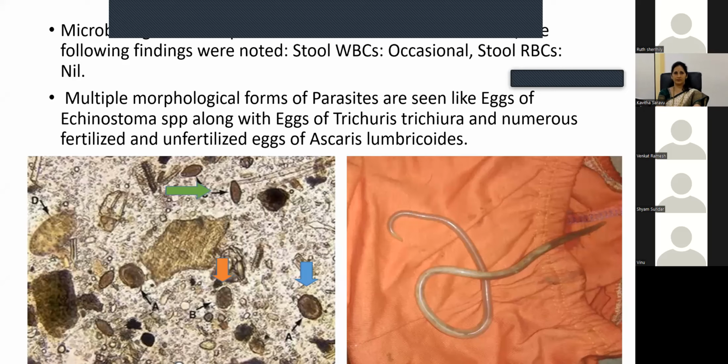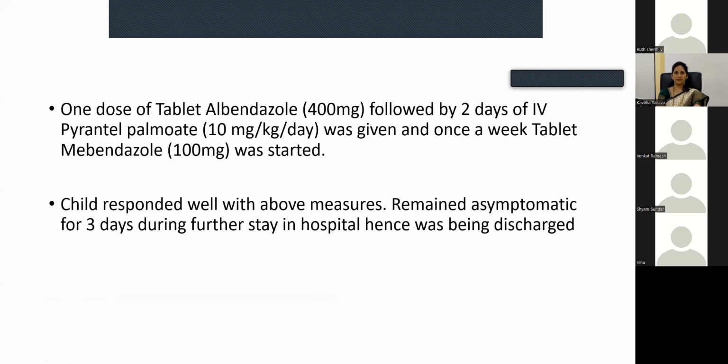Here you can see the Echinostoma species, which are not routinely encountered in the laboratory and may go unnoticed. The eggs of Echinostoma closely resemble those of Fasciola hepatica and Fasciolopsis buski in shape, but they are smaller in size. The child was started on tablet albendazole, followed by 2 days of IV parenteral piperazine, and then mebendazole was given once a week. The child responded well to the above measures and remained asymptomatic after 3 days.